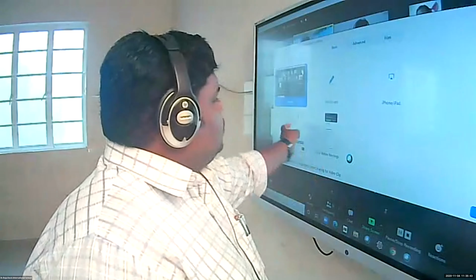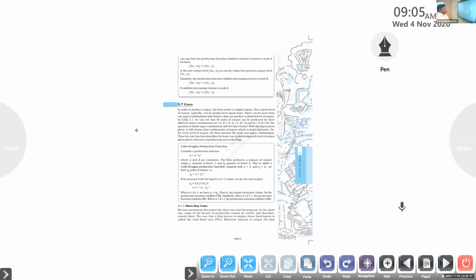So production means, don't think only of industrial production; agricultural production also comes under production only. In order to produce output, here in 3.7, the firms need to employ inputs. That we know, everyone knows that.